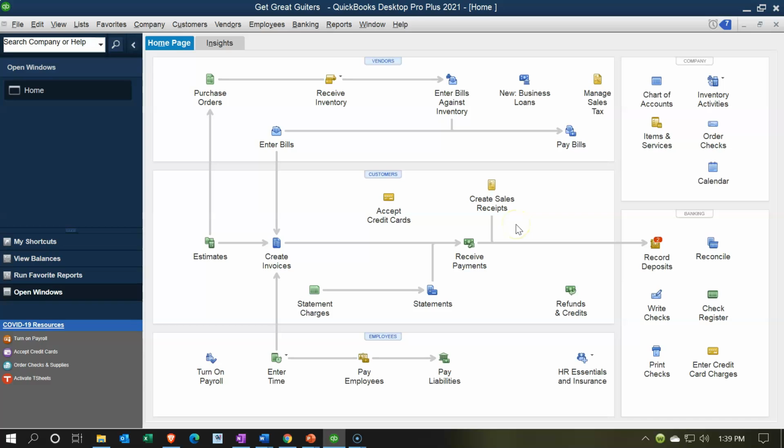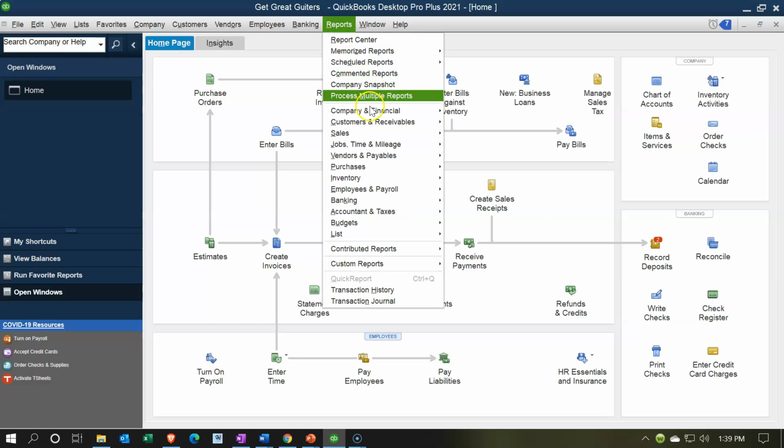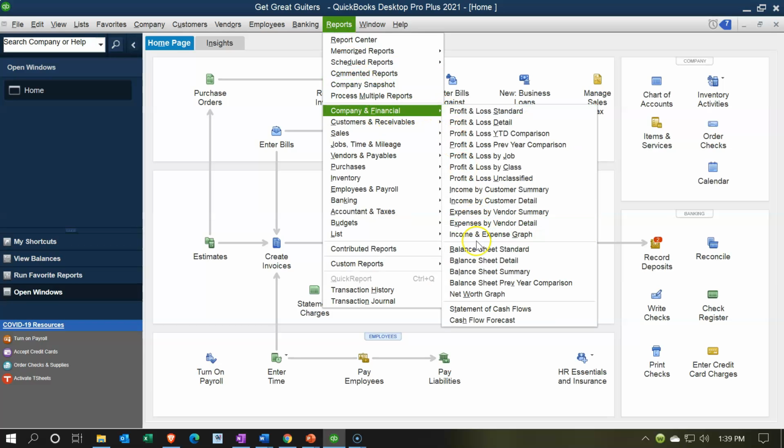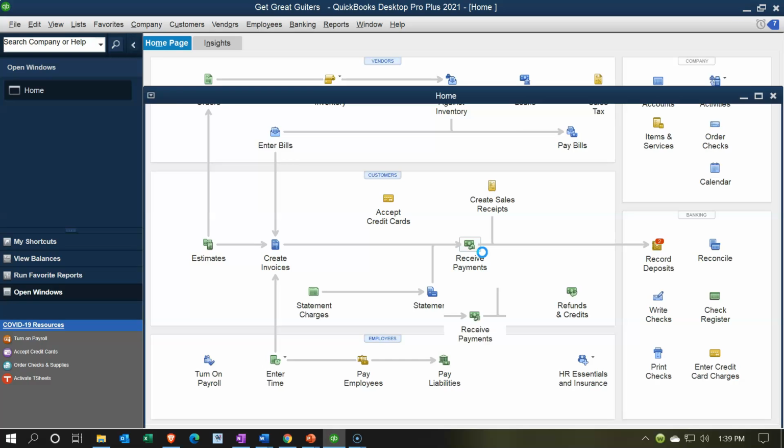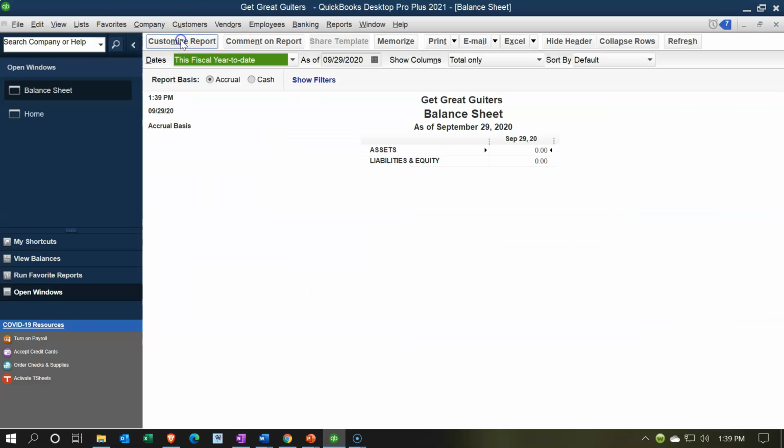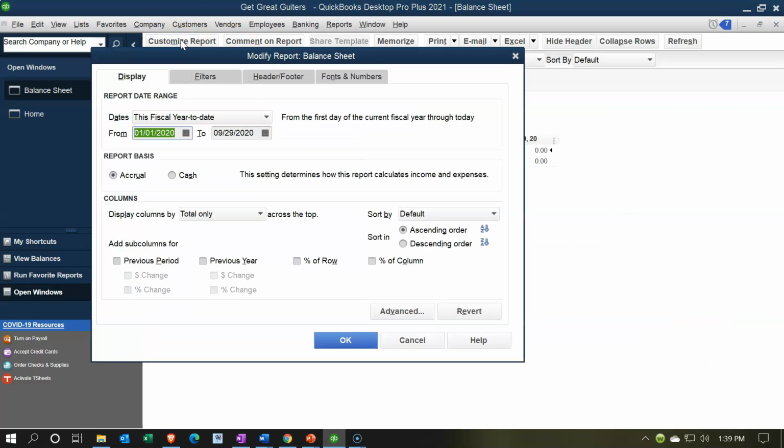Now, as you do so, you want to think about what's going to happen with the financial statements as we think through this. So let's open up the financial statements, reports, company and financial. We're going to go on down to the balance sheet first, opening up that balance sheet, entering the custom reports up top so we can enter the date range, which is 01/01/21 to 12/31/21, January through December 2021.